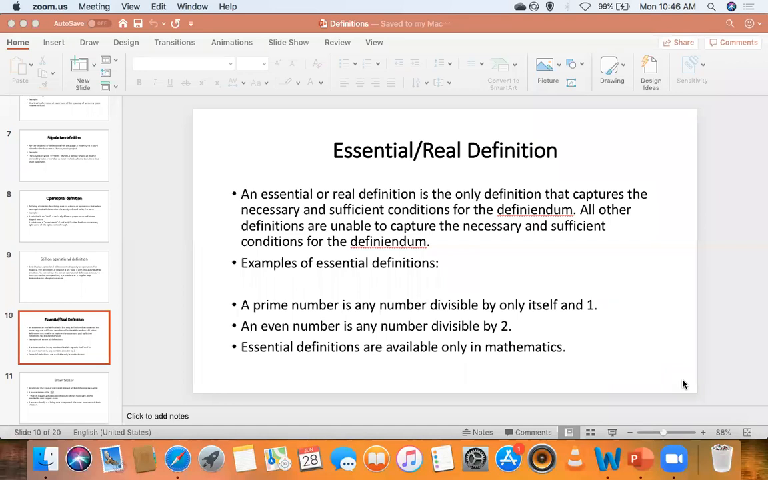These two definitions we are looking at in these examples, a prime number is any number divisible by only itself and 1, an even number is any number divisible by 2, each of them can only have one definiendum. That's what makes it an essential or a real definition. So you can say that this kind of definition satisfies all the standards of accuracy, if you may say so.